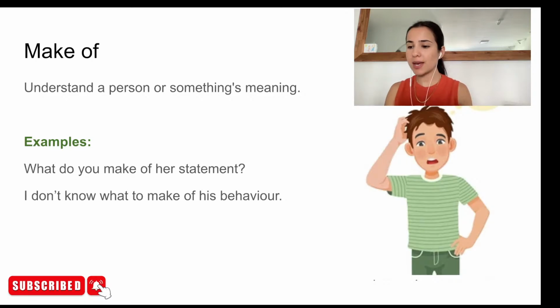Perfect. I don't know what to make of his programming code. Great. So this is a great example, and you can definitely use it like this. Make sure, I believe programming is double M, so just pay attention to that. I don't know what to make of his programming code. Perfect. So if you don't understand his programming code, that's a great example we can use.